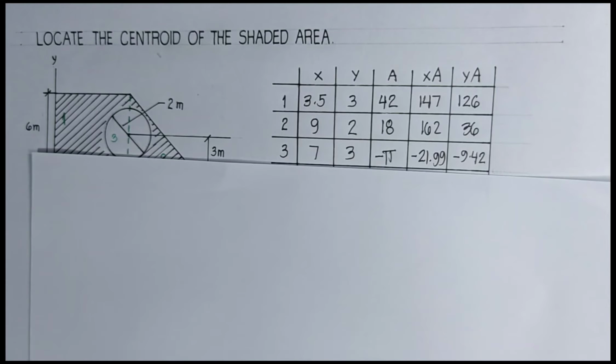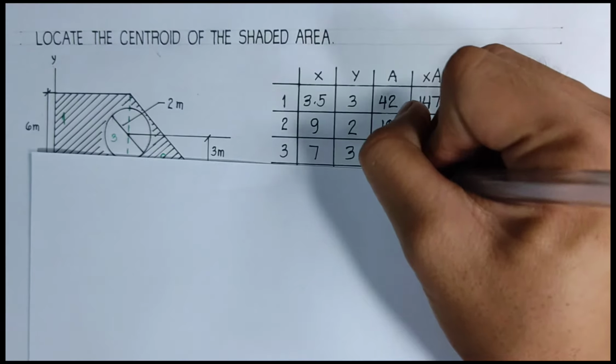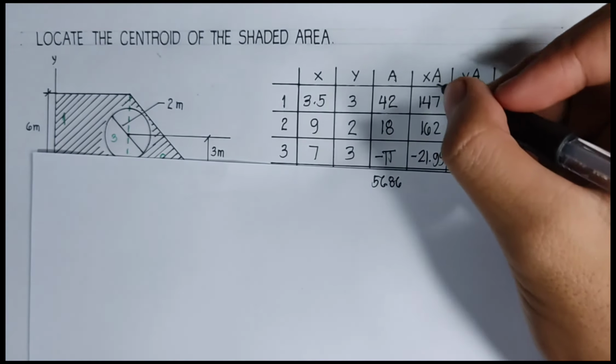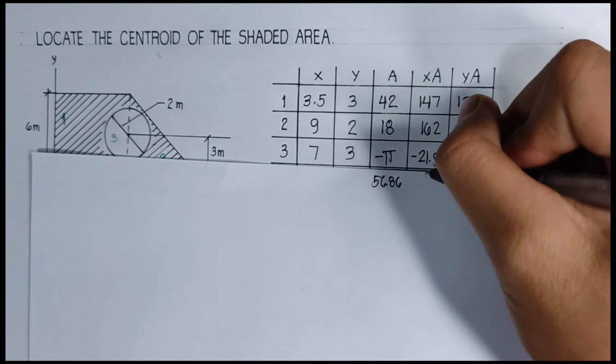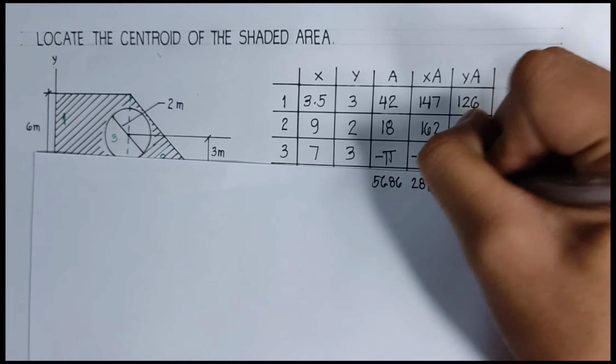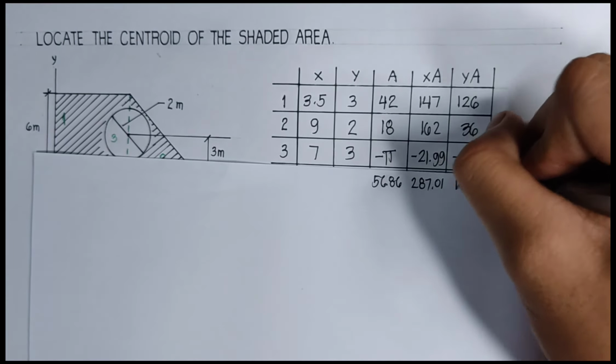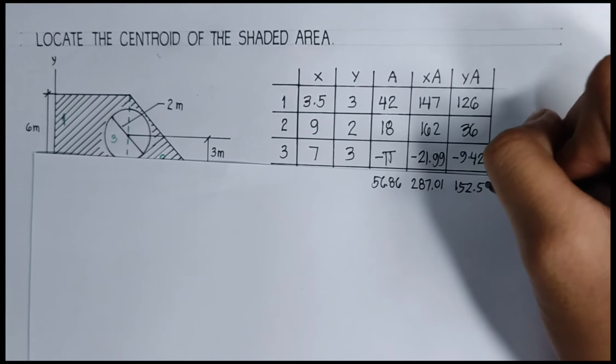Now, let's find the total sum of A's, XA's, and YA's. The summation of A is equal to 56.86. The summation of XA is equal to 287.01. And the summation of YA is equal to 152.58.